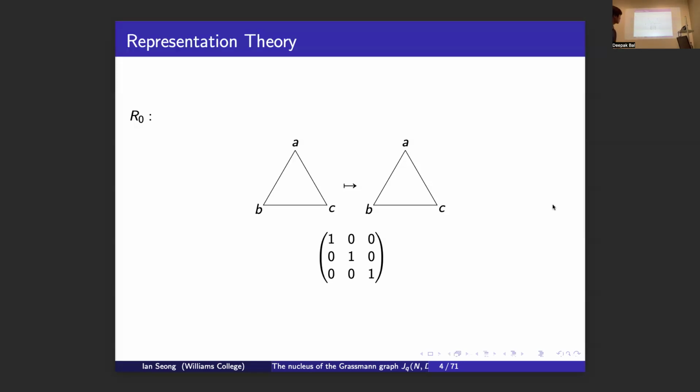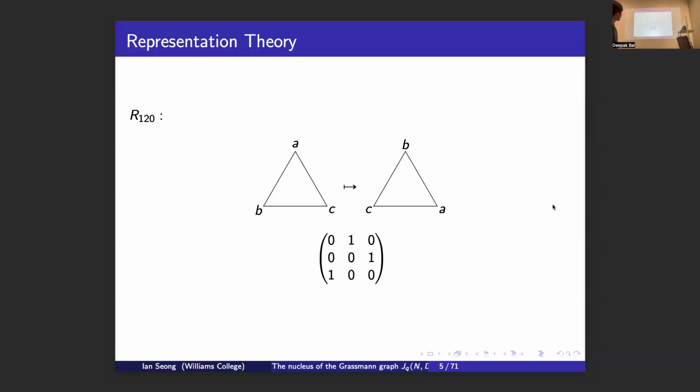C. In this case, we're not doing anything to the triangle, so this corresponds to the identity matrix. And then if we have a rotation by 120 degrees clockwise, then we can write that as a permutation matrix that looks like the following at the bottom. For instance, A goes to wherever C was, so the first column would be 0, 0, 1. And then B goes to wherever A was, so the second column is going to be 1, 0, 0, and so on and so forth.